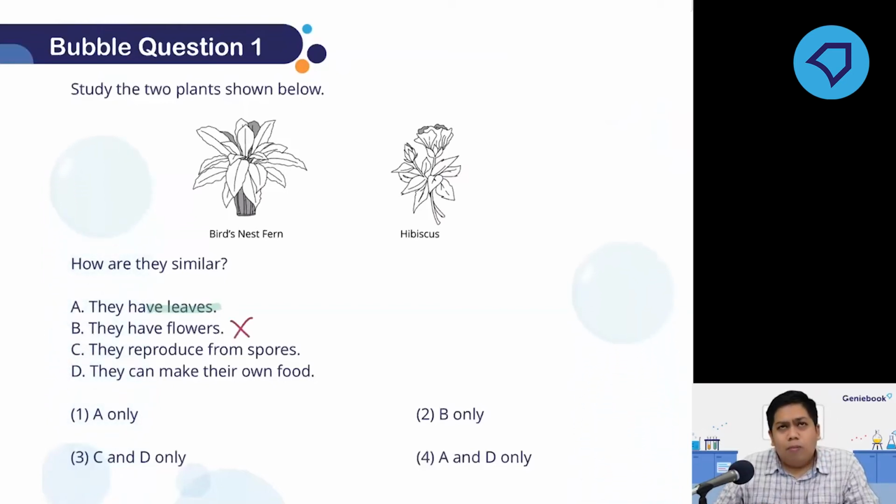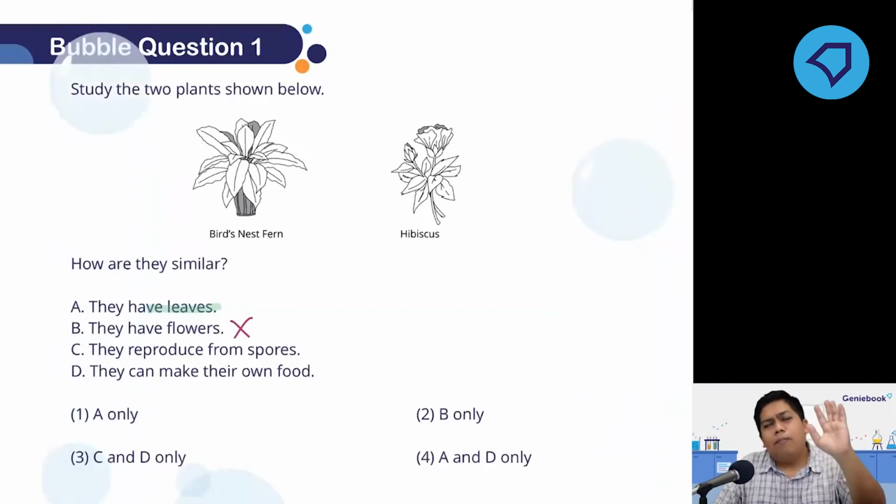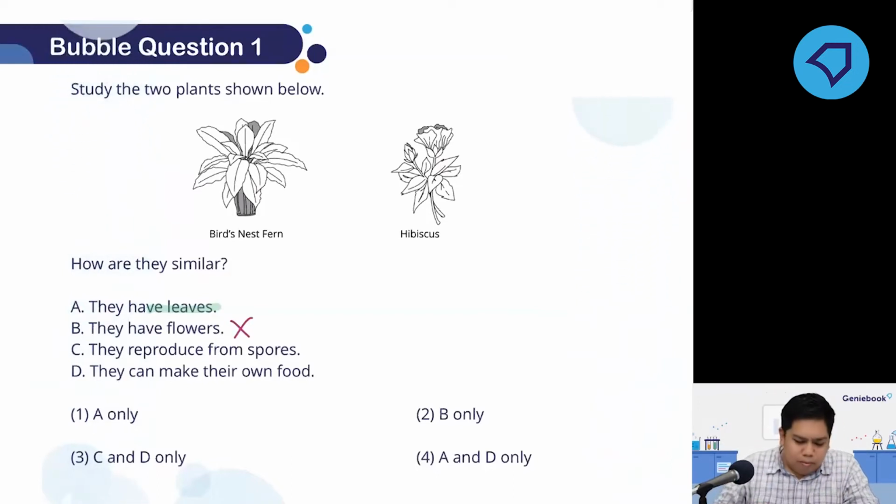They reproduce from spores. If you remember from the plant topic under diversity, if the plant has no flowers, it will reproduce from spores, but hibiscus has flowers, so it doesn't reproduce from spores, so this is incorrect. And finally, because both plants have leaves, so definitely can make their own food. So that's why the answer is A and B only, option 4.